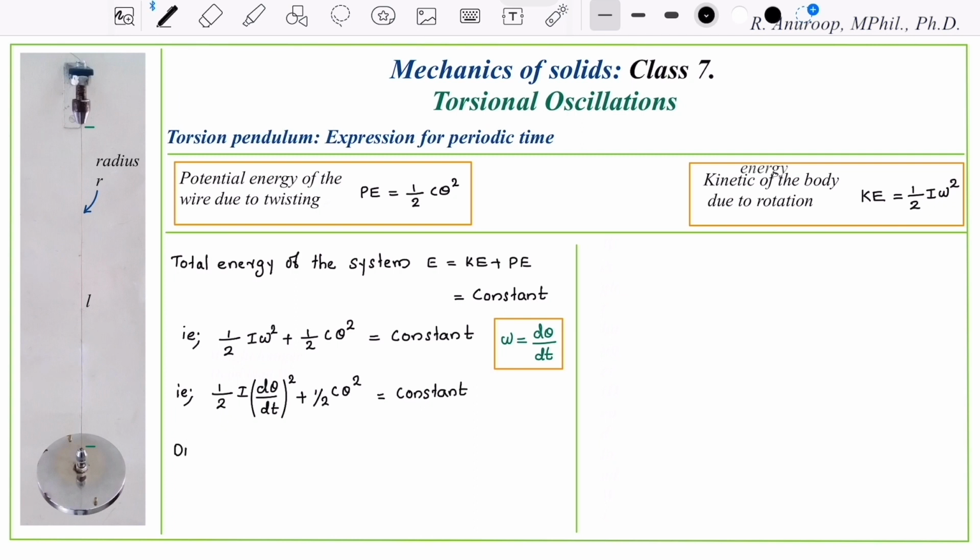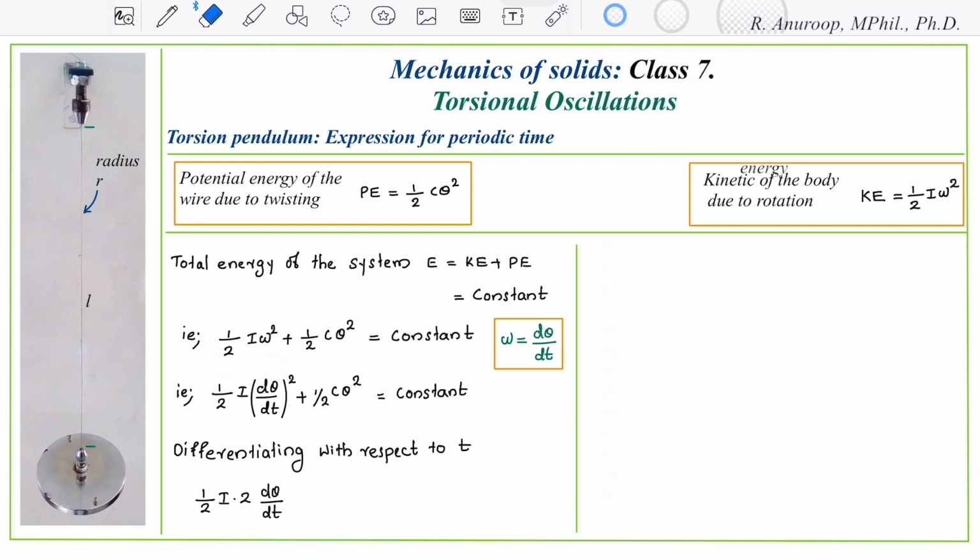Now let us differentiate the above equation with respect to t. Then the RHS becomes 0, because the RHS is a constant and the differential of a constant is 0. Then the LHS is half I into 2 into d theta by dt, then the differential of d theta by dt, that is d square theta by dt square, plus half into 2 times c theta into d theta by dt, that is equal to 0.